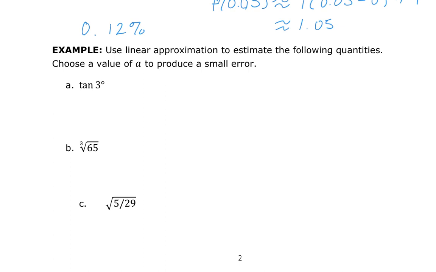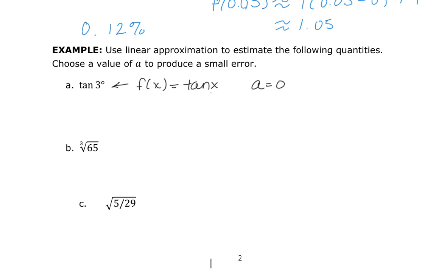All right. Now, on these next examples, they're not giving me the a, and they're not even telling me what the function is. But I can tell if I'm trying to evaluate the tangent of 3 degrees, my function f of x is probably the tangent of x. 3 degrees is close to 0. It's closer to 0 than it is to a known quantity, which is 45 degrees. So I'm going to use a equal to 0.